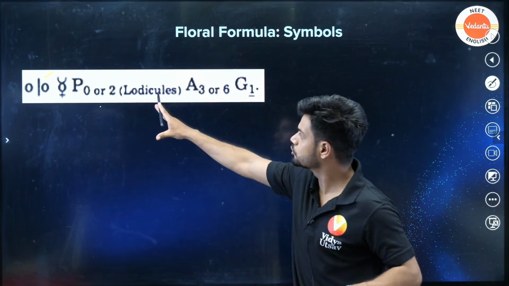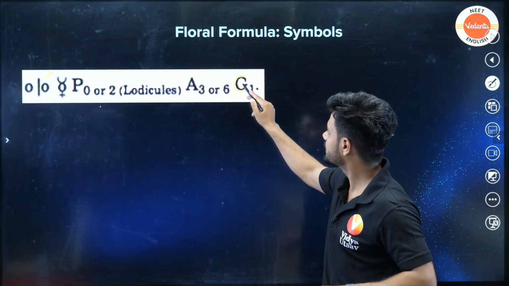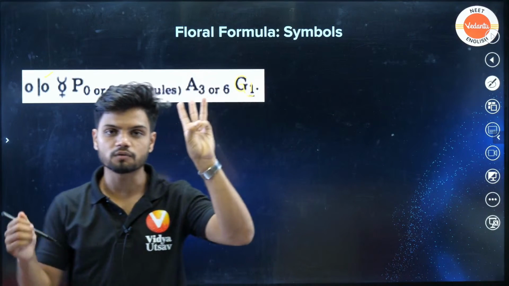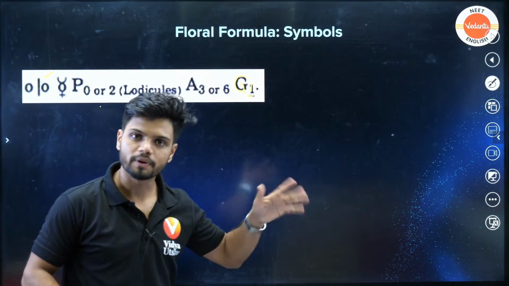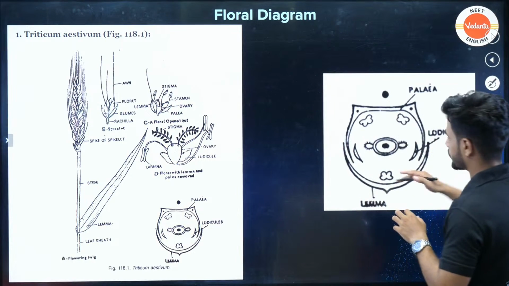We have lodicules present here, and androecium is 3 or can be 6. Gynoecium is superior ovary, unicarpillary. Why? It is tricarpillary, but out of the 3 only one is functional, so one is written here, and superior ovary. So this is your floral formula.